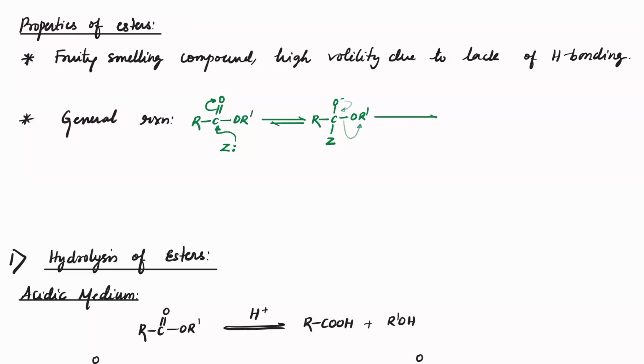This type of mechanism is called SN-Ad, or rather addition-elimination. So it is not direct substitution; first an addition, followed by elimination. Through this, you'll get RC double bond O with Z, plus RO minus. Now this Z could be anything. It could be OH minus, it could be NH2 minus, even simple NH3 also can replace it.